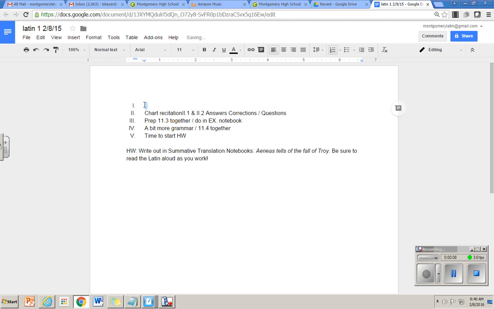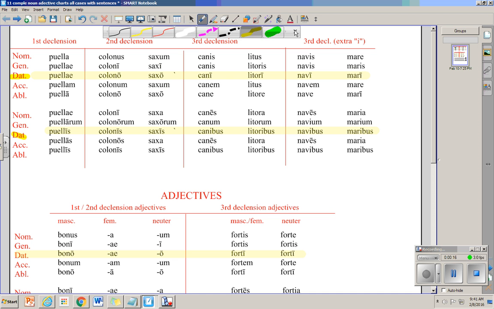The first thing we did is we went over the charts, and here they are. We went over colonos, canis, and litus. Make sure you now know all 5 cases, including the dative, and make sure you know that the dative case is translated as to or for. Cani, to the dog. Litori, to the shore, for the shore. Okay, so just review all these. Make sure you know all 7 noun charts really well, all 5 cases, singular and plural.